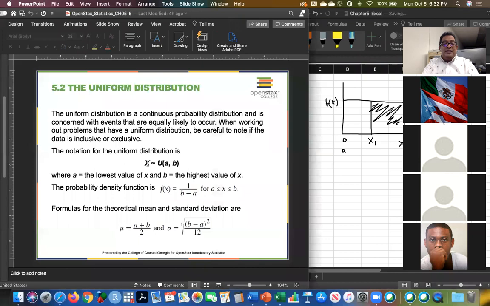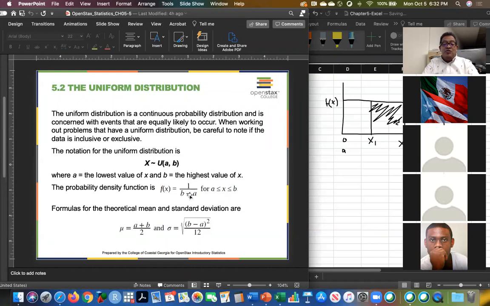So the notation is that this random variable follows a uniform distribution with two parameters, A and B, where A is the lowest value of X and B is the highest value of X. So that's what we did here. So the probability density function is equal to f of X equals 1 divided by B minus A. So we subtract the smallest from the highest, and then 1 is divided by that, right?